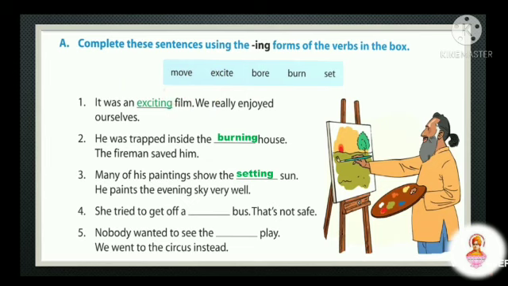Yes, exactly. Move. So for filling move, you have to write moving. Nobody wants to see the dash play. We went to the circus instead. In this sentence, they don't want to see the play. So instead of that, they went to the circus. So why did they reject the play? Because it is boring, right? So boring. Yes. Children, you can copy this in your book, page number 50.